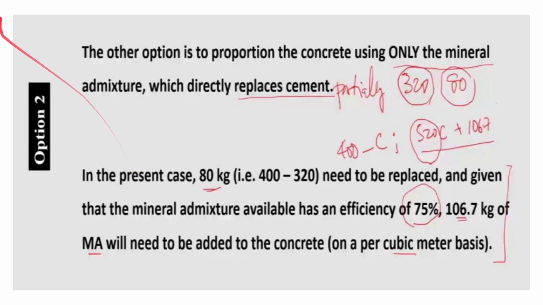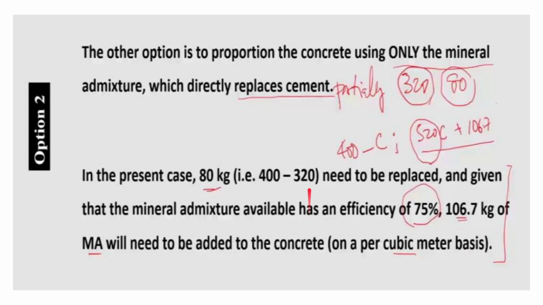Secondly, we can use the mineral admixture case. In that case we directly need to replace the cement partially. By partial it means that we have to remove the excess content over the maximum permissible. The maximum permissible was 320 and we needed 400, which means the excess required was 80. So if we can replace 80 kg of cement with the admixture, our problem gets solved.